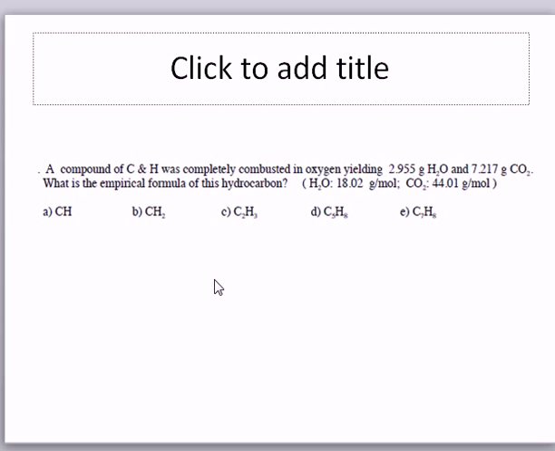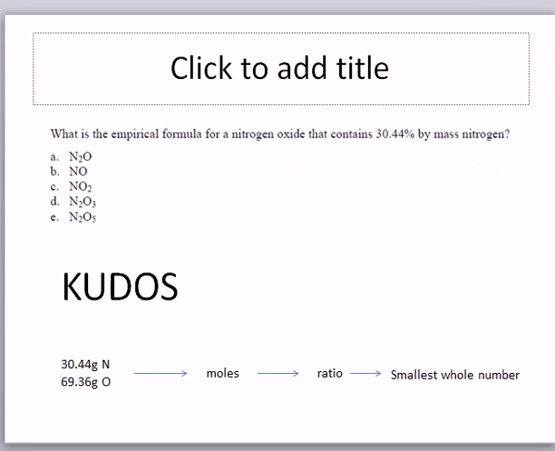In this question, it's another combustion where you have a compound of CnH, that's a hydrocarbon, and it's combusted in oxygen, and it yields very similar products. Now you got 2.955 grams of water and 7.217 grams of carbon dioxide. So you have to use that information to calculate the empirical formula.